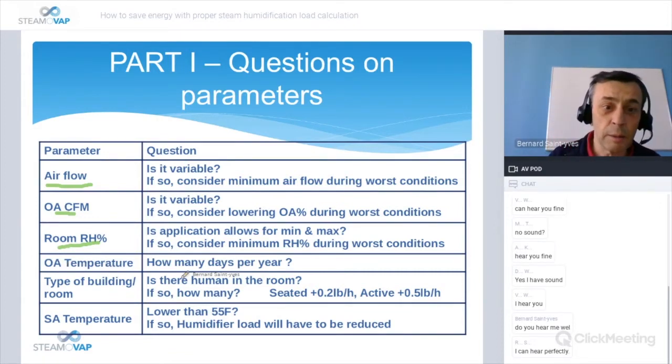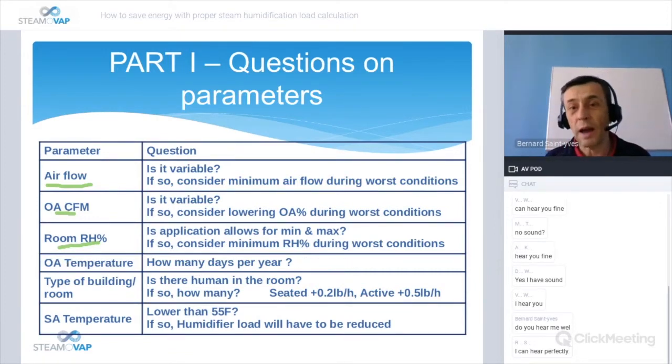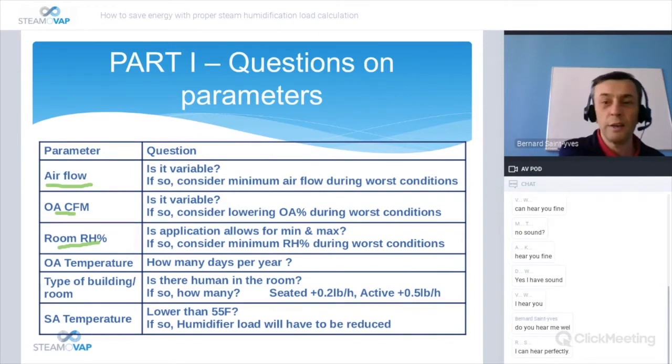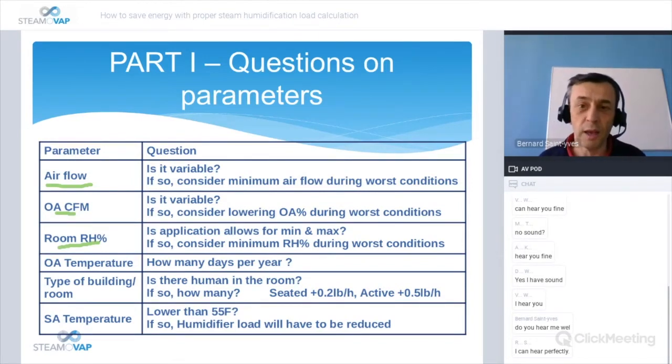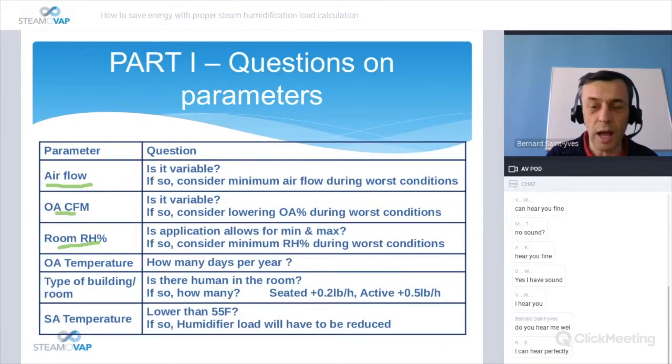The outside air temperature, how many days a year will you have this worst condition? Is it one day? Where did you take this worst condition? Is it from a table of average conditions over the 10 years or over the past 3 years? You've probably heard about the global warming of our planet. So the worst condition 50 years ago might not be the same as today. So if it's one day a year that you will have this worst condition, maybe you can say, oh, for one day I will not meet the demand. Does the application allow me to do it?